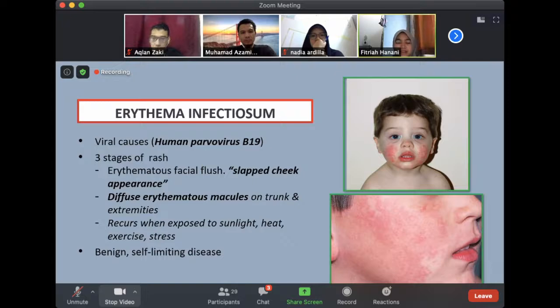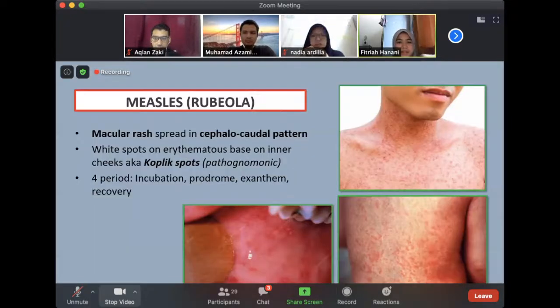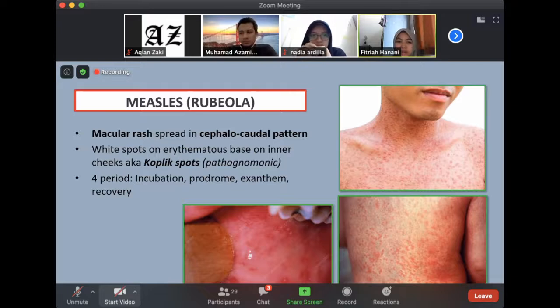However, this disease is benign and also self-limiting. And then the next one is measles, also known as rubeola. So it is a macular rash that spreads in a cephalocaudal pattern, which is from the head down to the toe. The pathognomonic sign of this disease is the Koplik spot. Koplik spot, basically, is a white spot with an erythematous base.